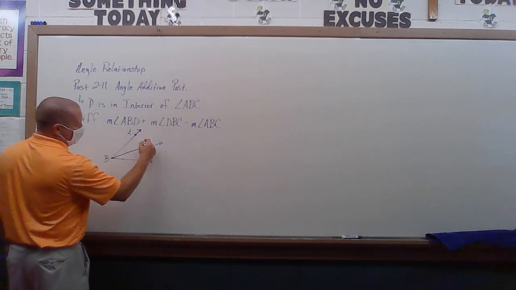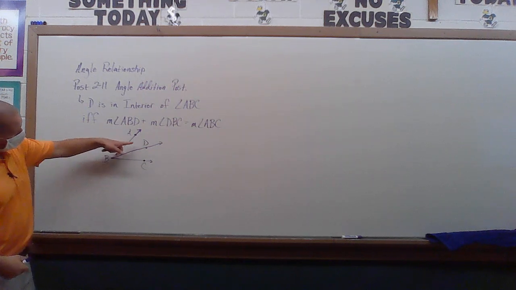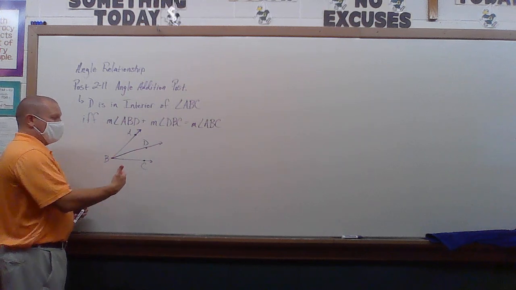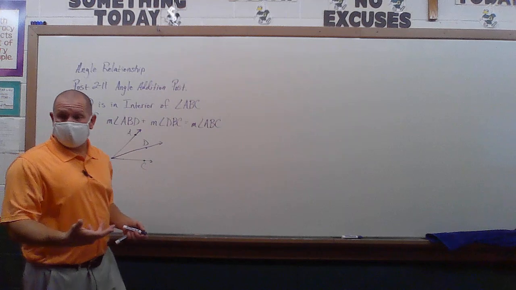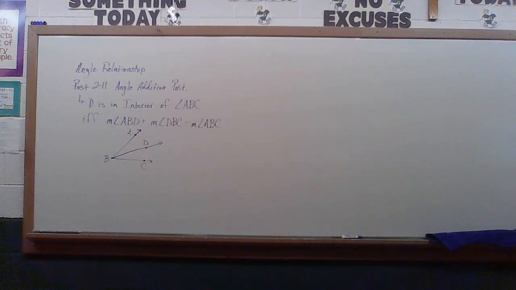So here is my D. And if you notice, ABD would be this first angle. DBC is the second angle. So in other words, what are they saying? The angles inside should add up to the whole thing. And I could have just two angles in there. I could have a multitude of angles. I could have a bunch of them.